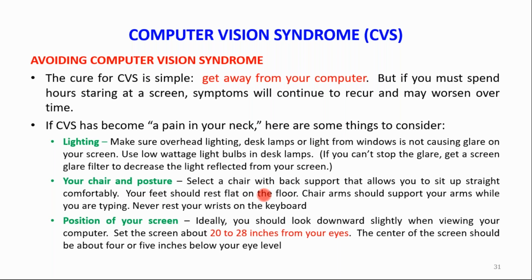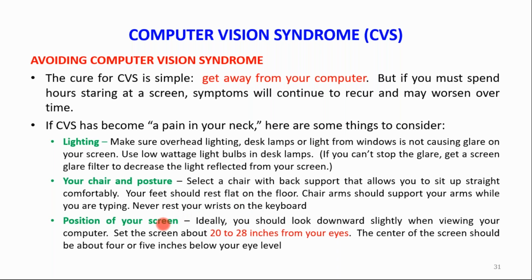So that allows you to sit up straight comfortably. Your feet should rest flat on the floor. Chair arms should support your arms while you are typing. Never rest your wrist on the keyboard. When you are typing on your keyboard, your forearms should be on the chair or on the table, at rest, but not on the keyboard. So all these gestures and postures help to avoid the CVS.